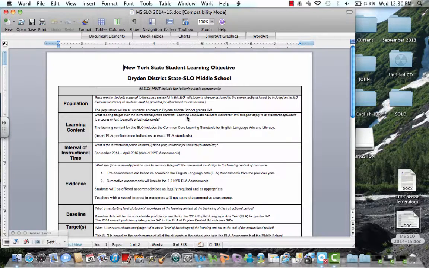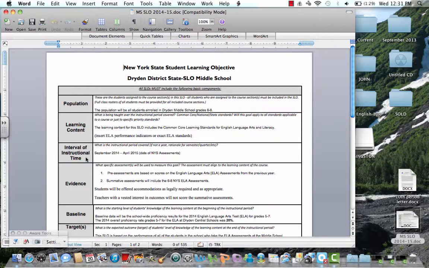Again, the Common Core national state standards are one of those things, and that's exactly what we'd list here. We're going to list the SLO that is measuring the Common Core Learning Standards for ELA. And we can insert the exact performance indicators or ELA standards in this box. Again, rationalize what we're covering during the course of the year.